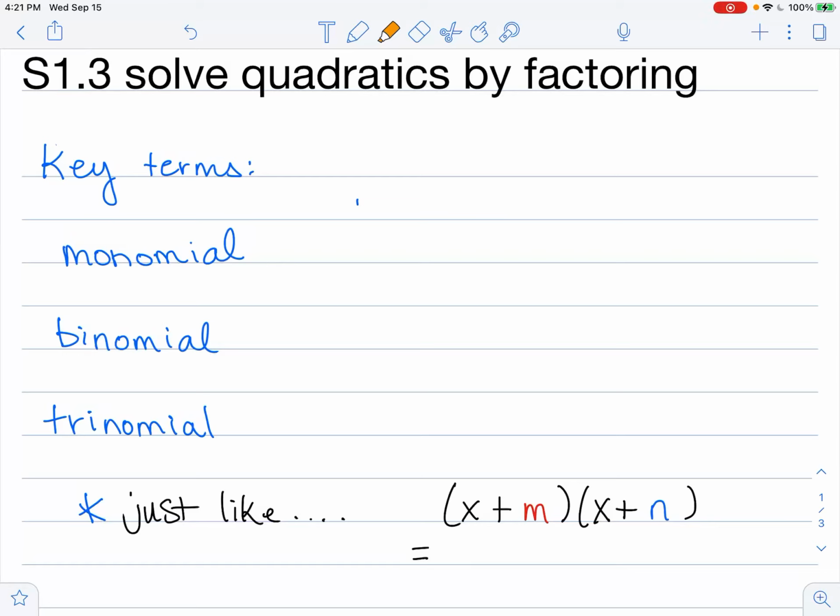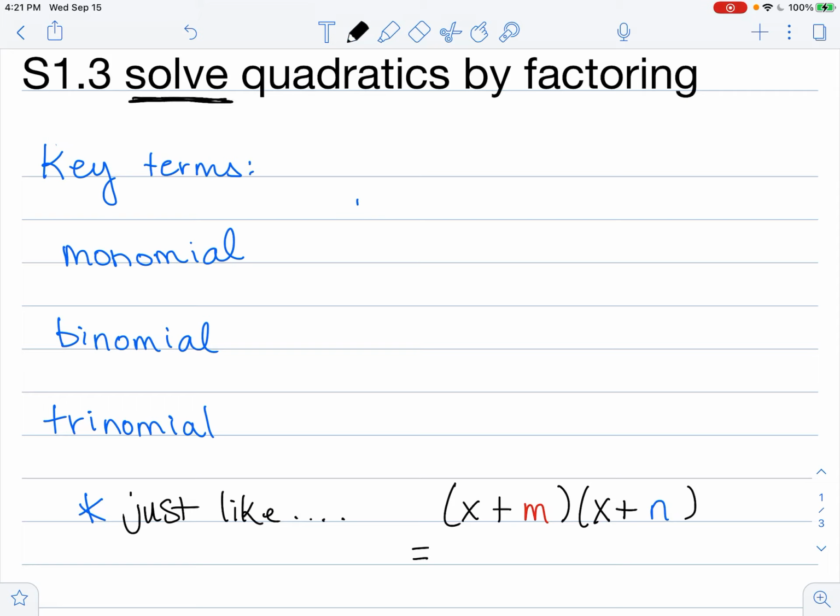Hey everybody, we are back. We're talking about solving quadratics by factoring. Now keep in mind, solving quadratics indicates that we're not just graphing, we are setting it equal to something and solving for a value. So let's talk about some key terms.